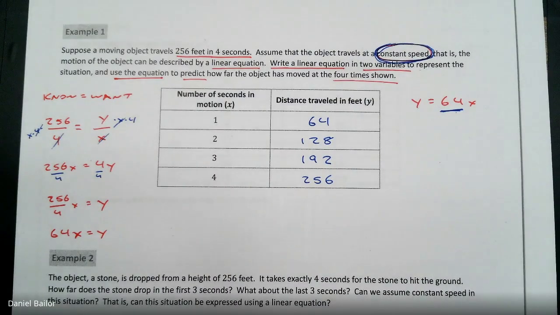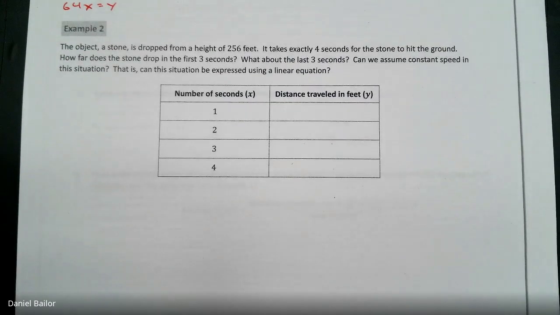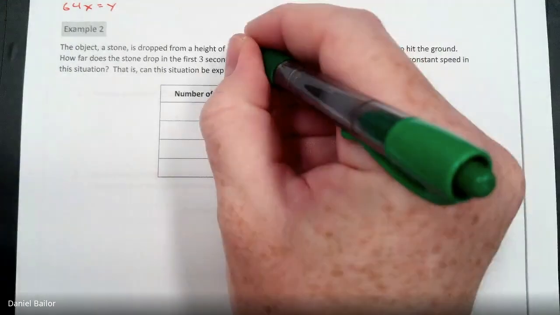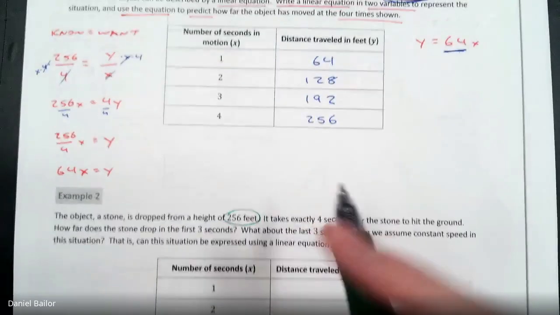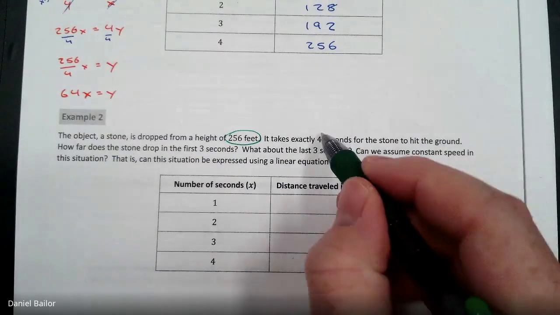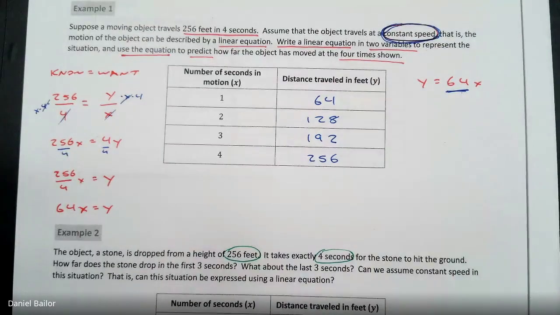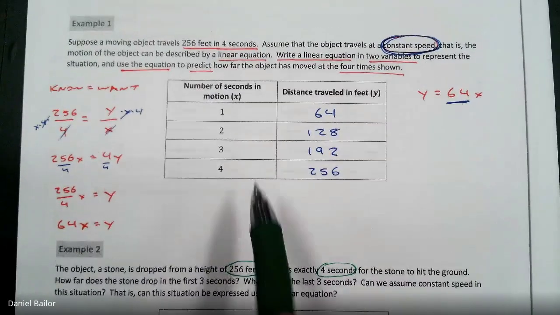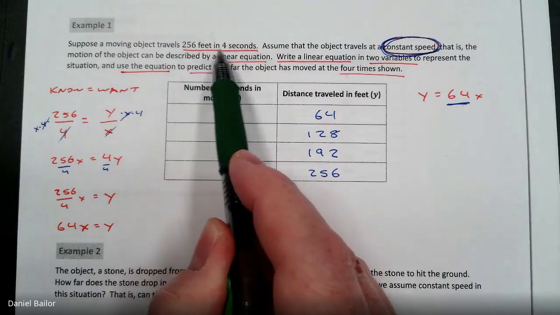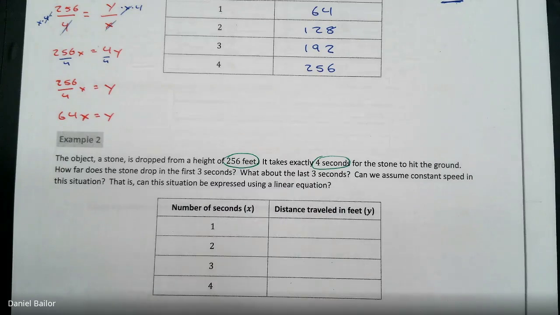Now, for example 2, we're going to compare this, because example 2 is not the same. This time, the object, a stone, is dropped from a height of 256 feet. So the feet is the same, 256. It takes 4 seconds for the stone to hit the ground. So 4 seconds and 4 seconds. This stone moves 256 feet in 4 seconds.